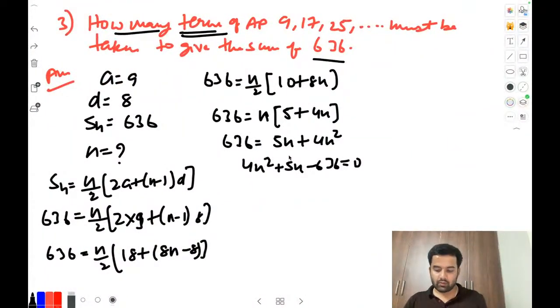Understood? So split the middle term now, you'll get the answer of this. Split the middle part, everyone. Try this. Get me the n value of this. Split the middle term.